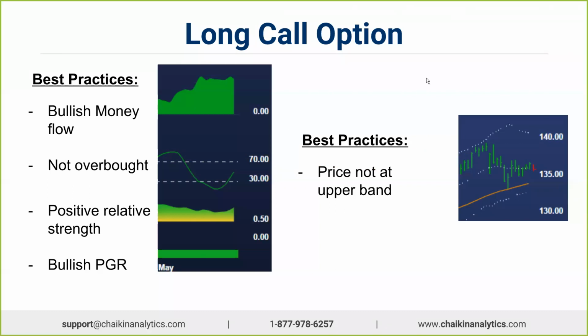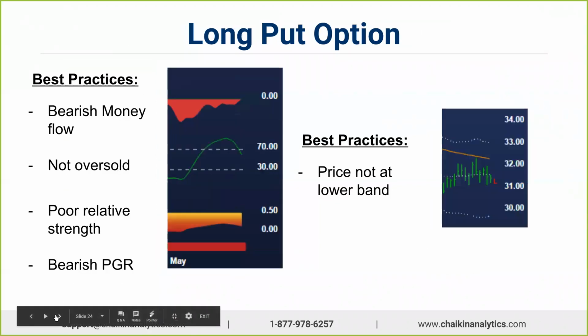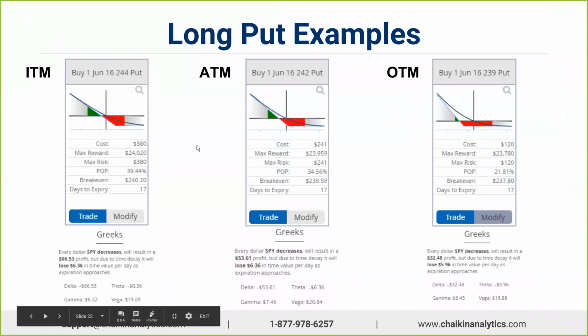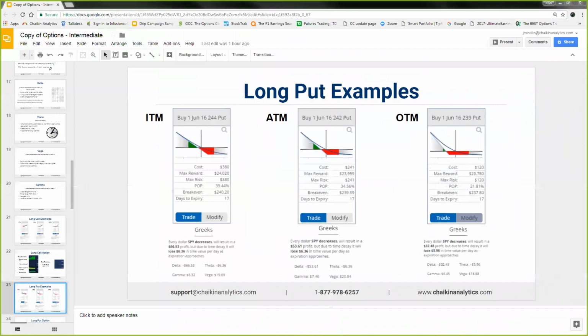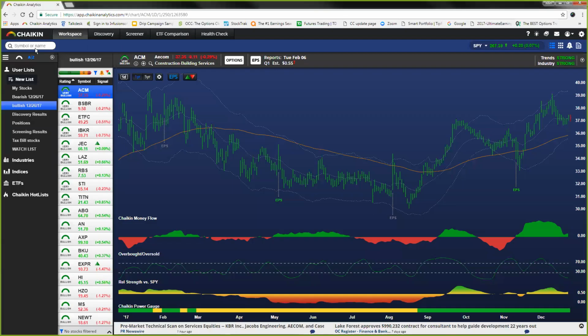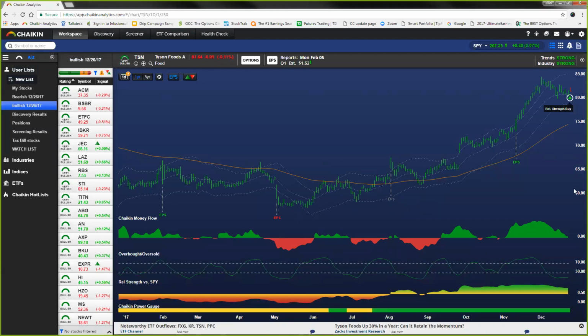Now, this morning, John Schlitz wrote about Tyson Foods. All right, you got a pullback, you have a relative strength signal, we're oversold. This is what a pretty good setup looks like. So let's look at the options on this.